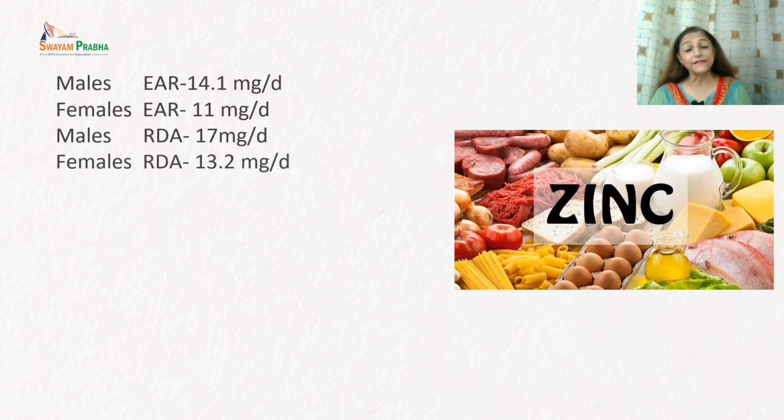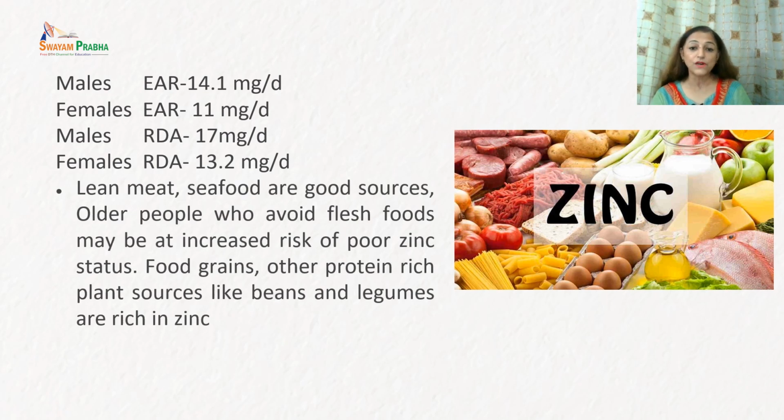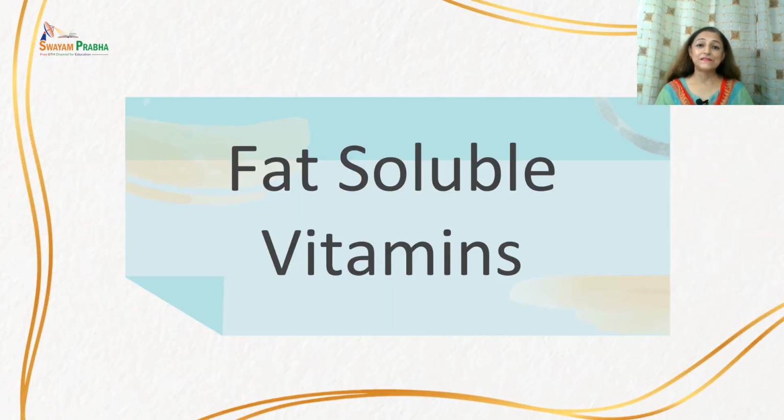It can be taken from lean meat and seafoods. They are good sources. And older people who avoid flesh foods may be at increased risk of poor zinc status. So food grains and other protein-rich plant sources like beans and legumes should be consumed to meet the zinc requirements. We have just discussed the requirements of minerals which are of importance during old age.